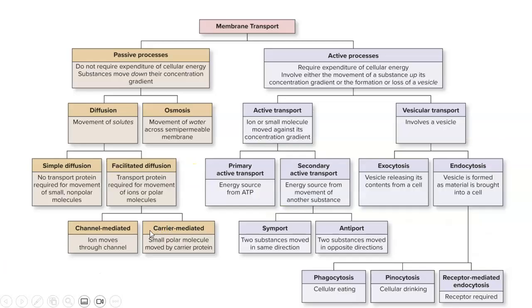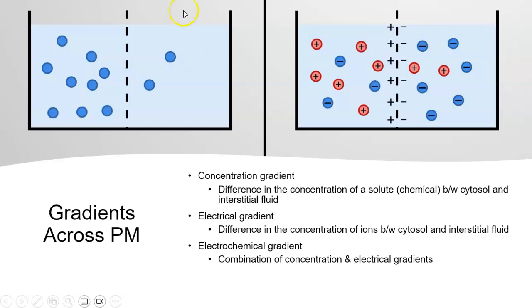Let's go back to that other slide for just a moment. Okay, so let's stay right here with the same image. So we've got more blue dots on the left, fewer blue dots on the right. So there's more on this side in the intracellular fluid than there is in the extracellular fluid. So normally these would just move to reach equilibrium. That's just going to happen with no energy.